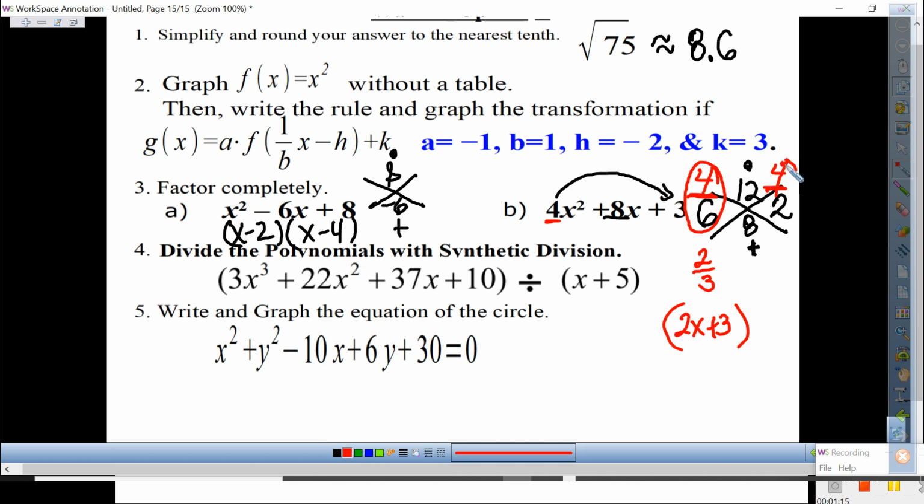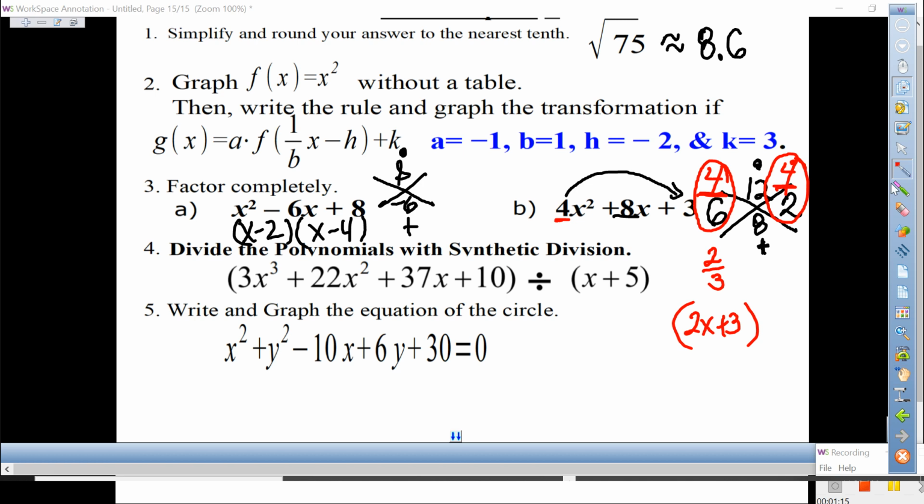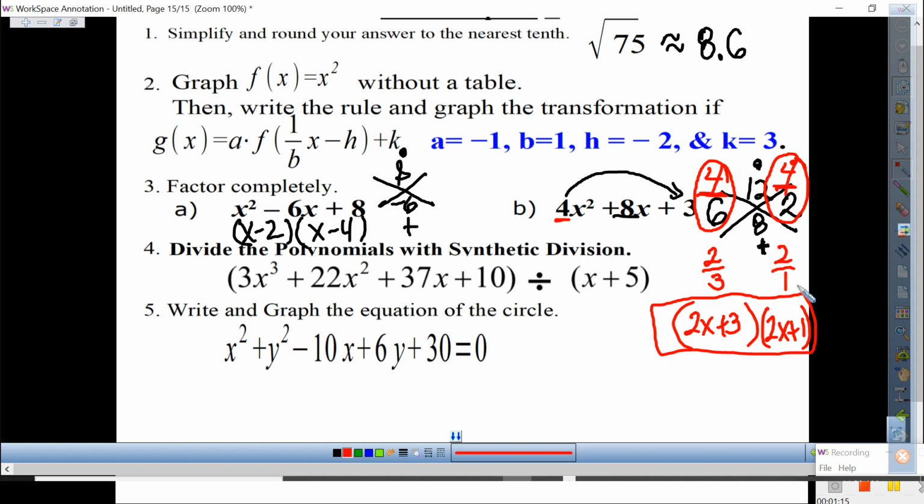Do that for this one. What's the simplified fraction of 4 over 2? 2 over 1, yes? So my factor is what? 2x plus 1. You guys remember the shortcut, yeah? I mentioned it. I said this is the Escalante method from the movie Stand and Deliver. You guys remember? No? Never mind.